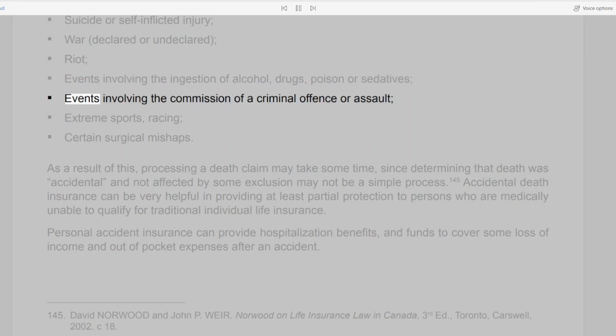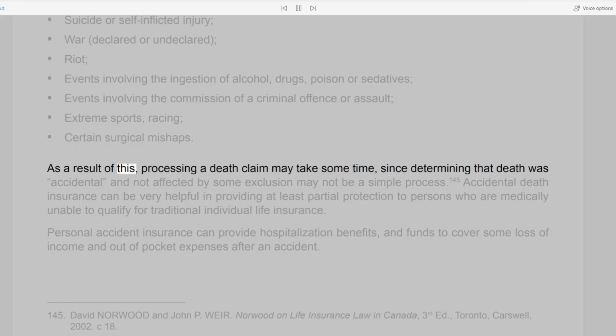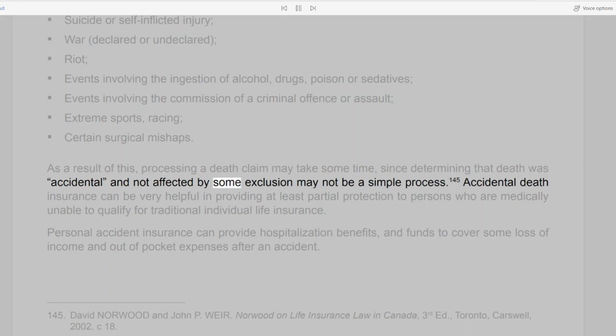Events involving the commission of a criminal offense or assault, extreme sports, racing, certain surgical mishaps. As a result of this, processing a death claim may take some time, since determining that death was accidental and not affected by some exclusion may not be a simple process.